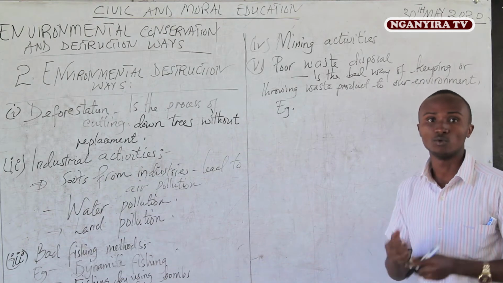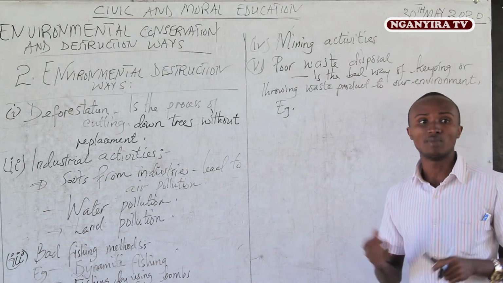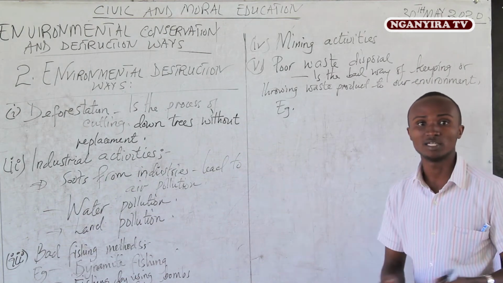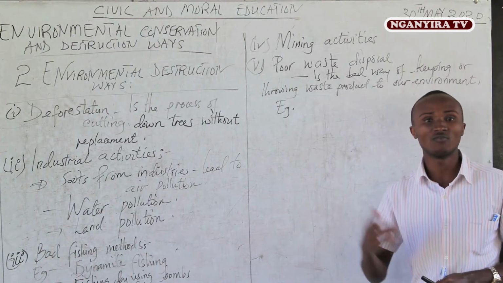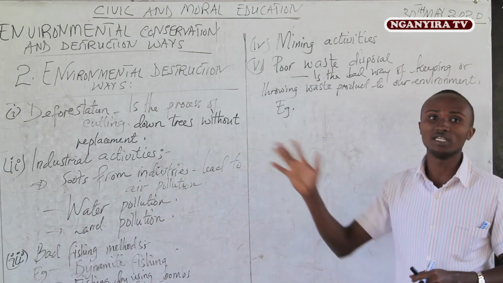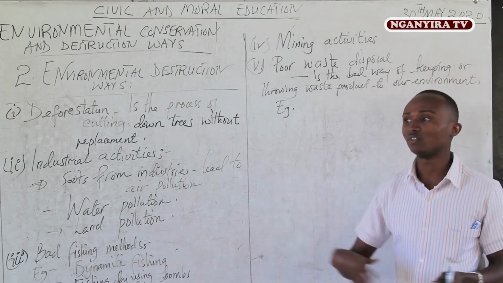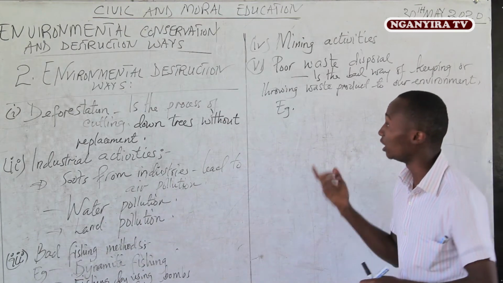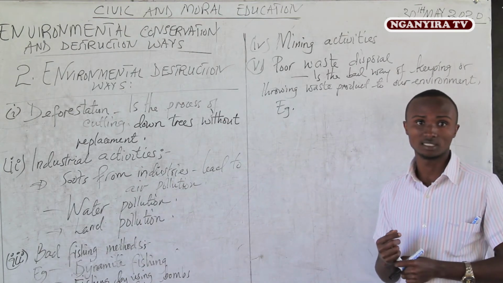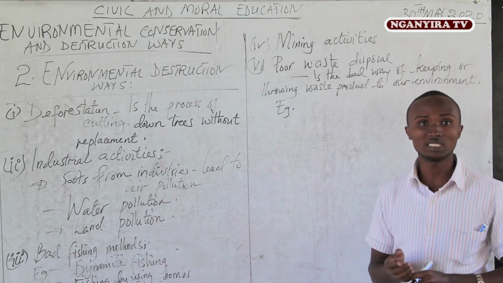something that you like. Then after buying those things, maybe they have been packed in a particular piece of paper. Then after eating, maybe a piece of cassava, you throw it anywhere after finishing eating. So that is not a good way of keeping waste products. So that is what we call poor waste disposal.